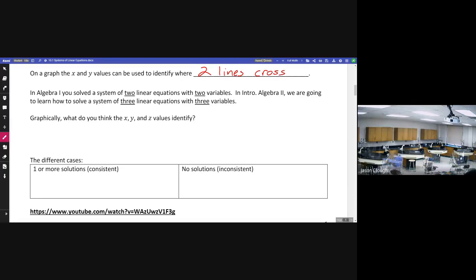Now in Algebra 2, we did a system of 2 linear equations with 2 variables. Here, we're going to be doing 3 equations with 3 variables. So graphically, it says, what do you think x, y, and z identify? So, try thinking about this yourself. Now, in this case, instead of 2 lines crossing, this is actually going to be 3 planes crossing.